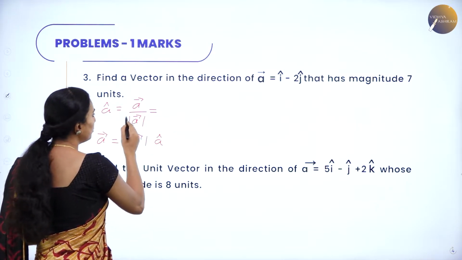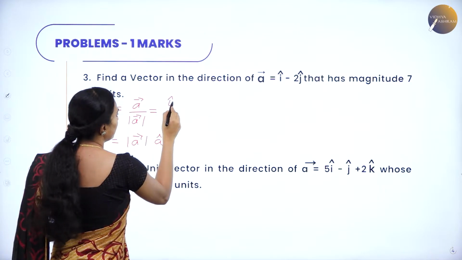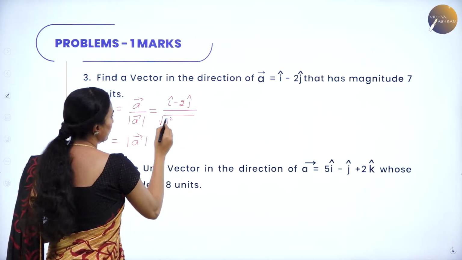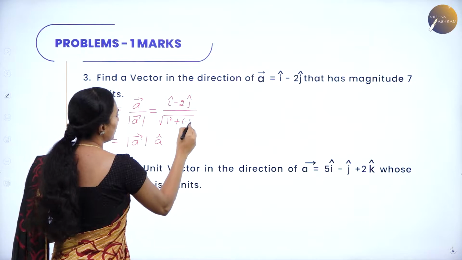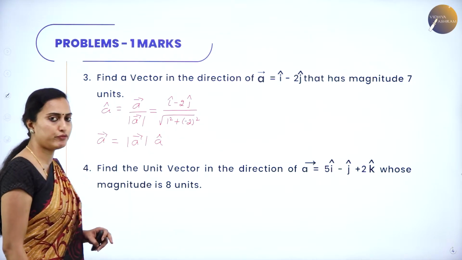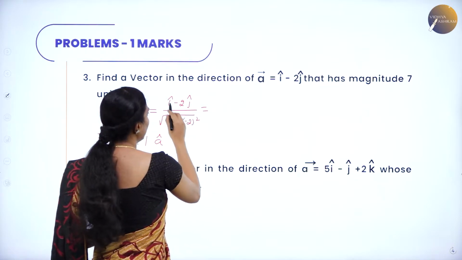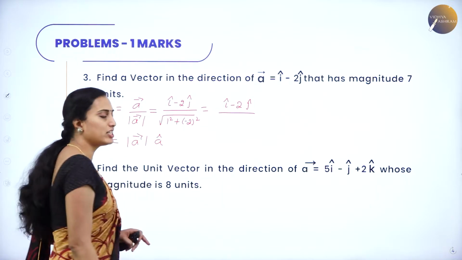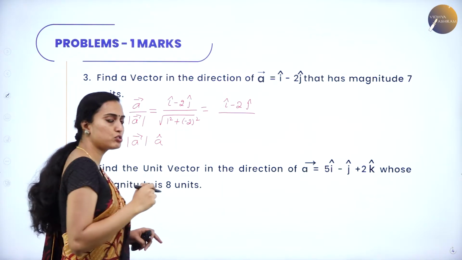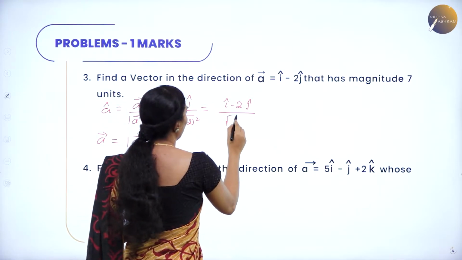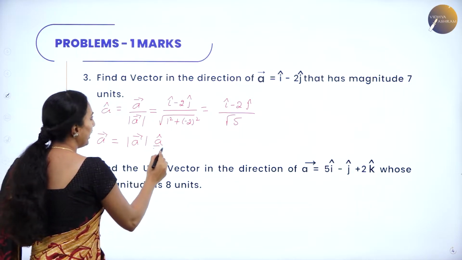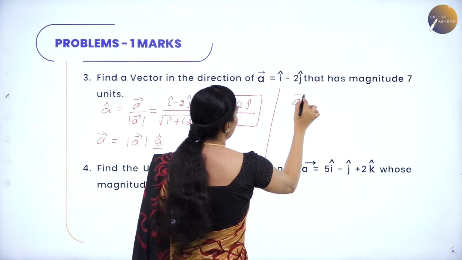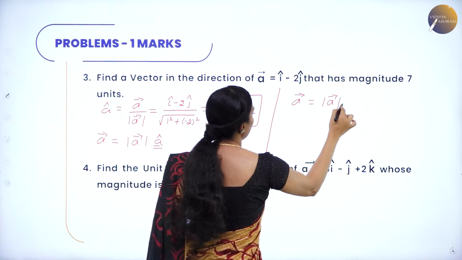Let us first do the a vector, which is i minus 2j cap divided by under the square root of what is it? That is 1 squared plus minus 2 whole squared, correct? Coefficient of i and then coefficient of j, which implies that you are getting i cap minus 2j cap divided by, so square root of 1 squared is 1 plus under the root minus 2 whole squared is 4, 4 plus 1 under the root 5. So you are going to substitute in place of a cap like this one, okay? So therefore, writing that one, a vector can be found by using the magnitude of a vector into a cap.